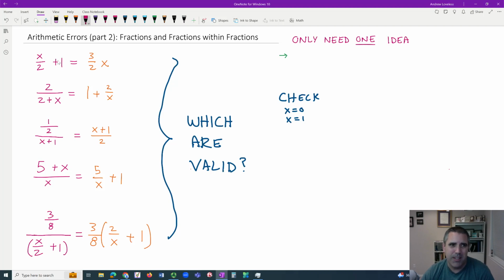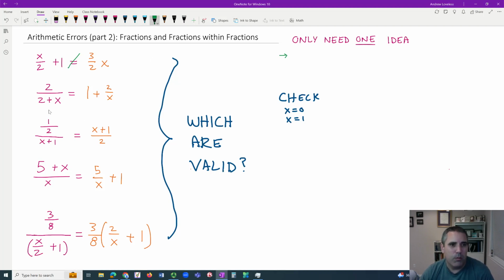It's super easy. If I plug in 0 to this side, I get 0 plus 1, which is 1. If I plug in 0 to this side, I get 0. Are those the same? No. So those are not equal. In fact, it pained me to write that. But I saw that a lot. Out of 480 exams, I probably saw 12 students make that mistake. To me, that's a lot.